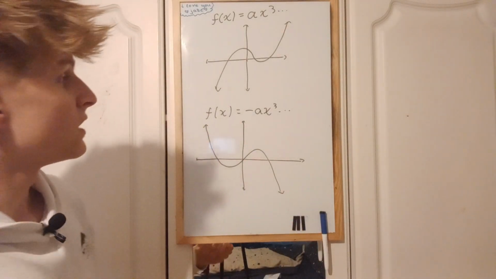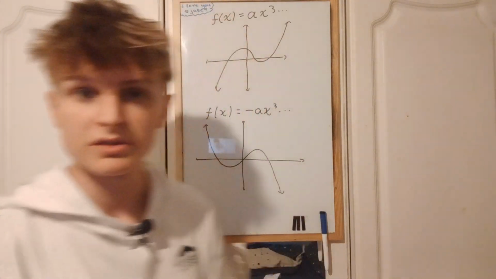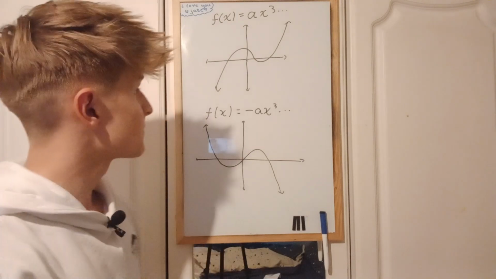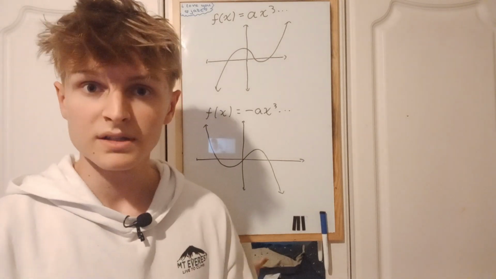So now that we know the general shape of a cubic graph, I'll keep that on there so you can get a good look. We shall go into our first actual example. Okay, right, so let's try and graph our first cubic function.